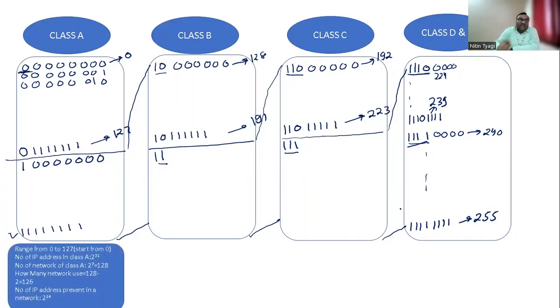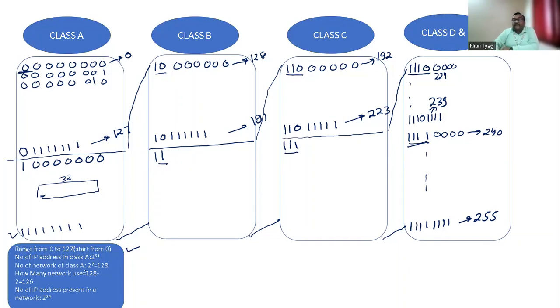Now I'm going to discuss the range of A. We all discussed over here that the range of class A is 0 to 127. Number of IP addresses in class A is 2 to the power 31. What do you mean by that? Total is 32 bits. Out of 32 bits, one bit we are reserving. So the rest is 31 bits, which means 2 to the power 31 IP addresses in class A.